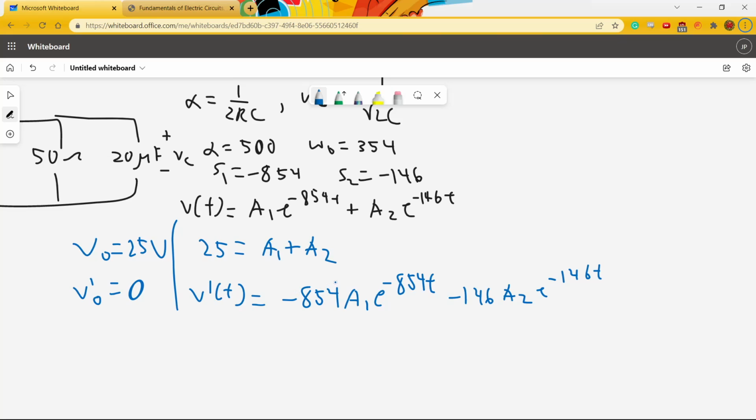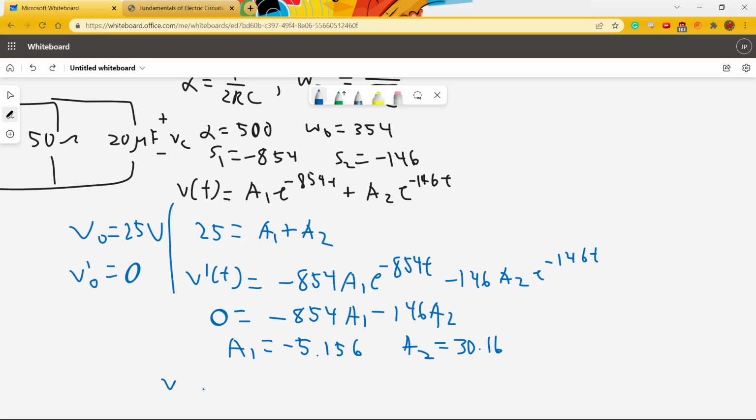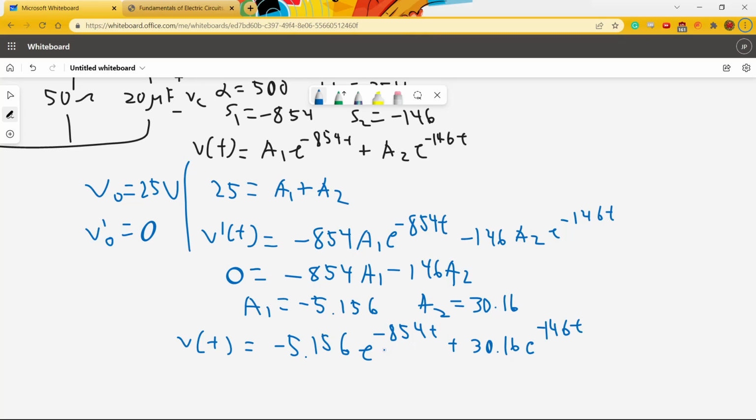Now V prime of t is negative 854 a1 e to the negative 854t minus 146 a2 e to the negative 146t. And at time equals 0, 0 equals negative 854 a1 minus 146 a2, and solving this system of equations gives us a1 equals negative 5.156, a2 equals 30.16. We can verify this makes sense by plugging in t equals 0 and noting that 30.16 minus 5.156 is roughly 25, which is the voltage of the capacitor that we expected. So we have successfully solved this problem.